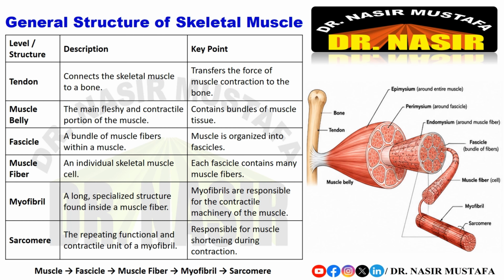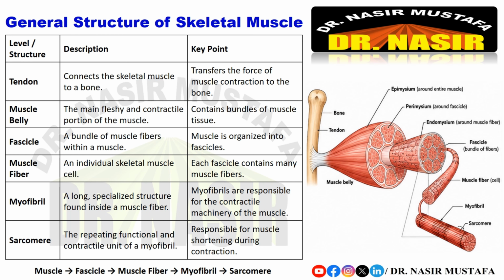General structure of skeletal muscle. Let's begin with the basic anatomy of a skeletal muscle. A typical skeletal muscle is attached to a bone through a tendon. The main fleshy portion of the muscle is called the muscle belly. If we magnify the muscle, we can see that it is organized into bundles called fascicles. Each fascicle contains many individual muscle fibers, which are the muscle cells.